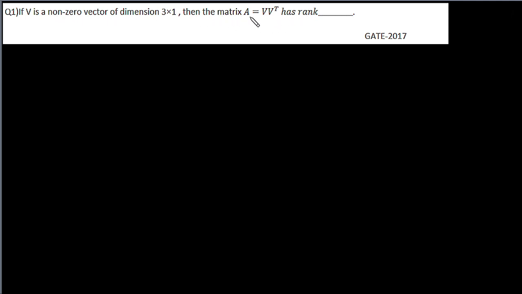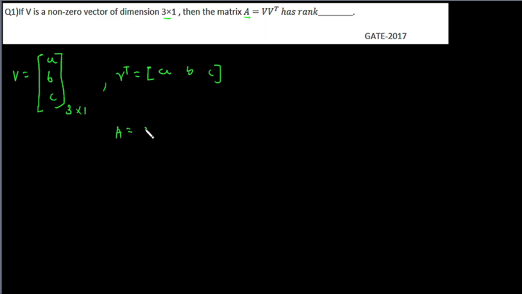So they are asking the rank of this matrix A, and here V is defined as a non-zero vector of dimension 3 cross 1. So V has 3 rows and only one column, then it will be a 3 cross 1 matrix. Let's assume V has values A, B, C. In general, we can assume V is a column vector ABC. So let's find the transpose of this vector V, which is simply a row matrix.